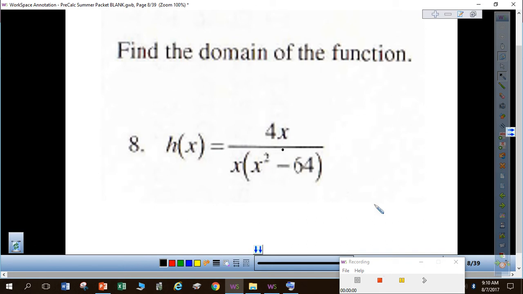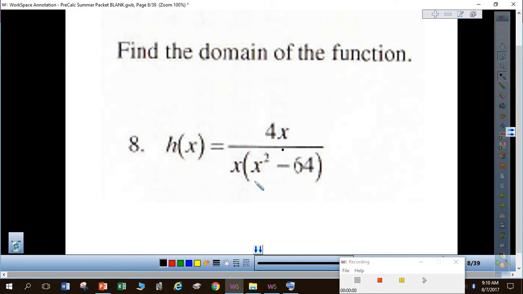And that is if there is a fraction with a variable x in the denominator, like what we have here, we have to exclude values from the domain that would make the denominator 0, because it's not allowed to have a denominator of 0. We can't divide by 0.